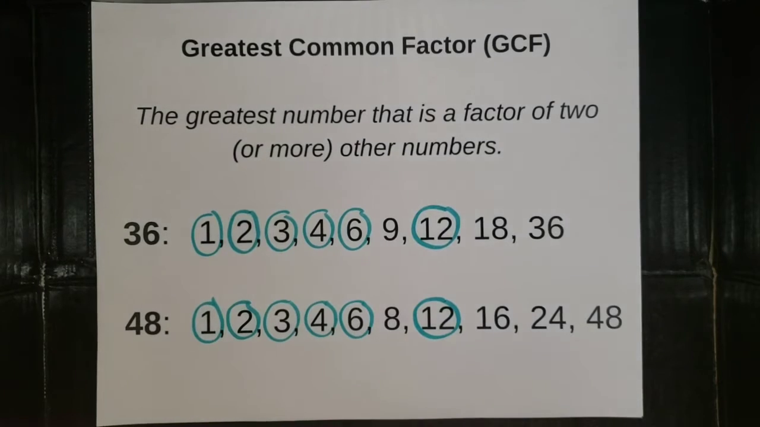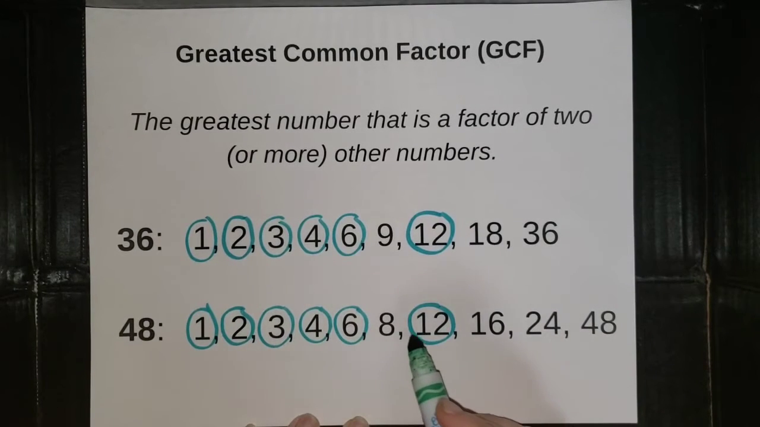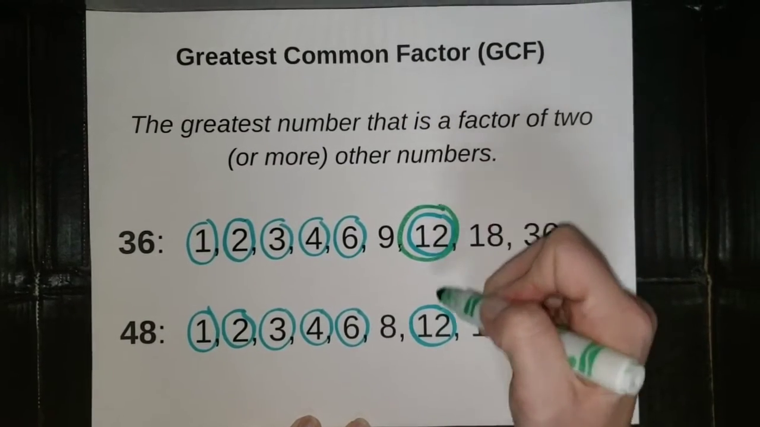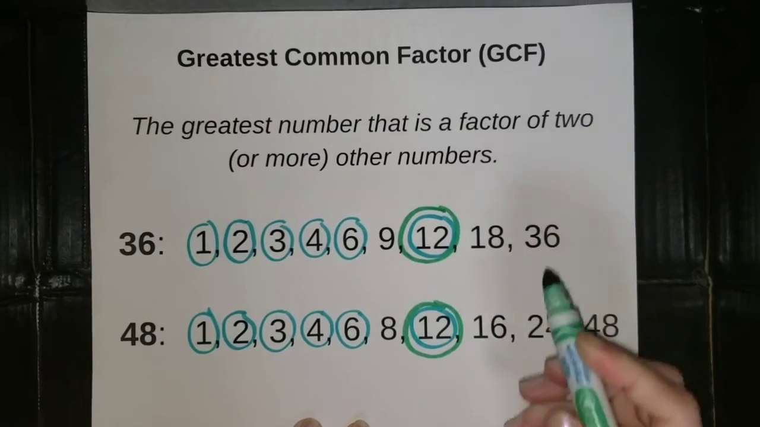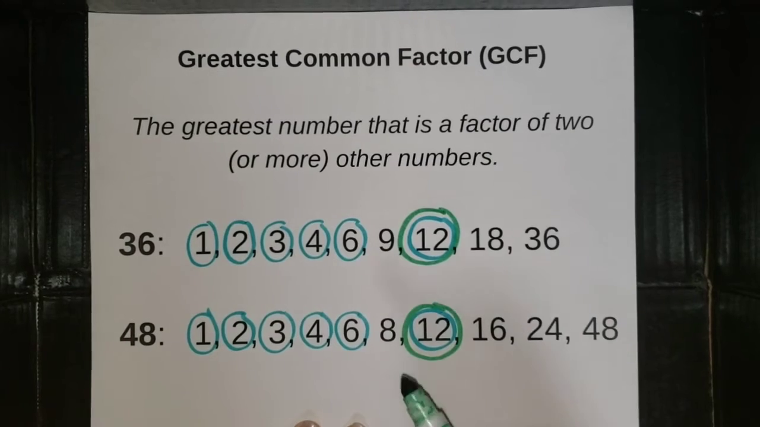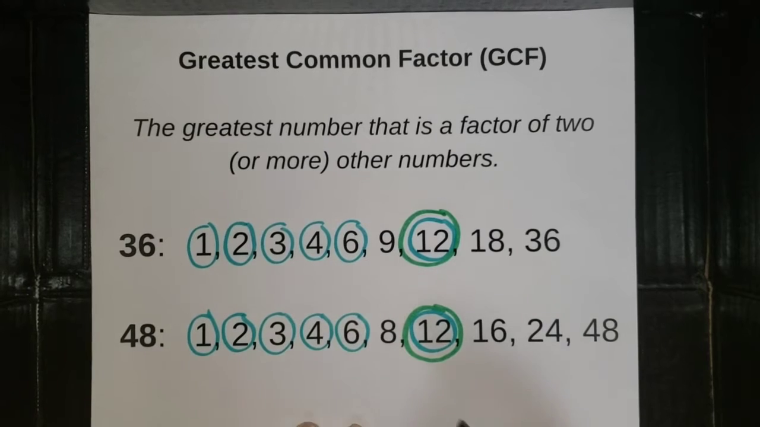So now that we have identified all of the common factors, just the factors, we're now going to look to identify the greatest common factor. So by greatest, we mean the largest number, the number with the most value. Looking at these numbers, we see that 12 is the number with the largest value in both of our circled lists. So 12 is the GCF of 36 and 48.